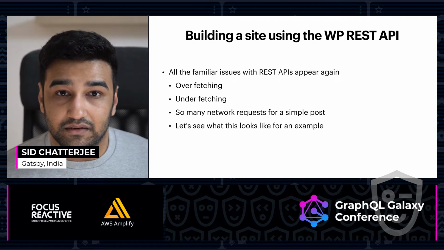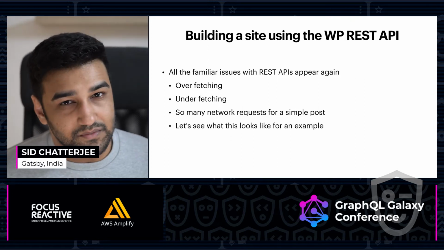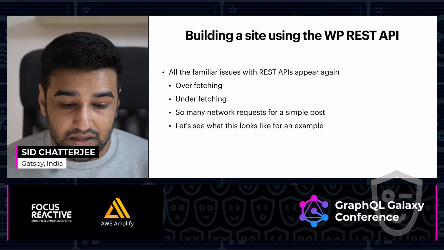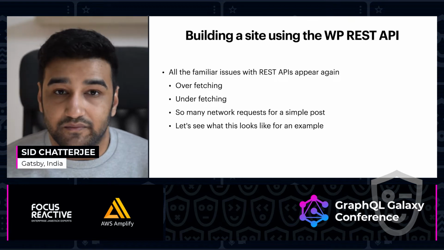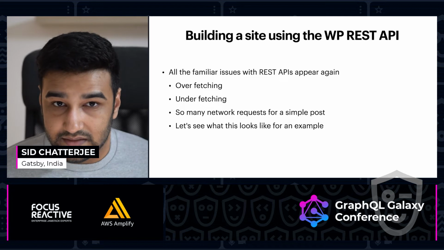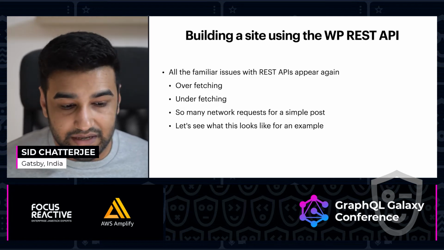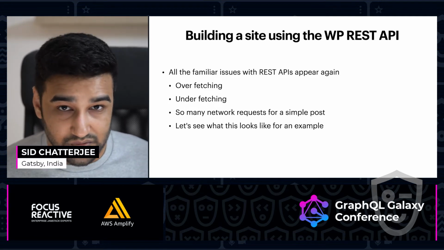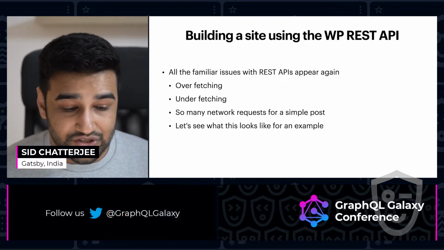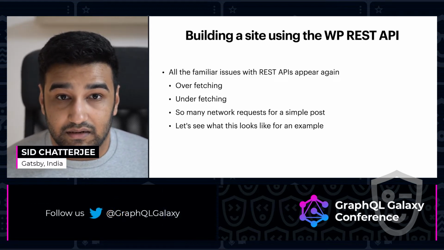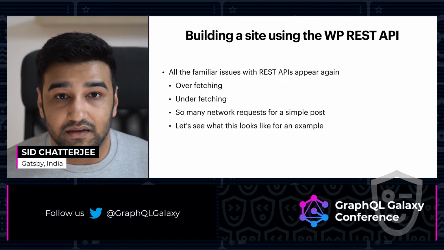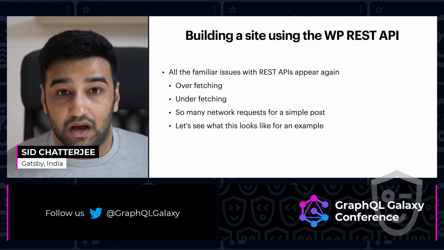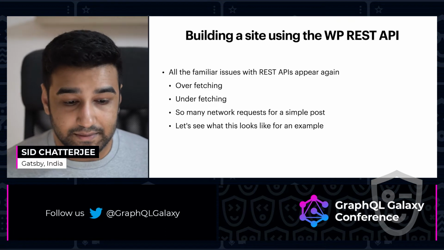But if you're building a site in today's day and age, you're probably using a JavaScript framework. You could be using React, Vue, Svelte, really anything you like. But when you build your site using one of these frameworks, you're typically going to consume your WordPress CMS instance using its REST API. And the moment REST APIs get into the picture, we're back to seeing those familiar issues, right? Stuff like overfetching, stuff like underfetching. And it turns out that rendering a simple post then becomes a matter of more than 1, 2, or even 5 network requests. Let's look at a concrete example of what this looks like.